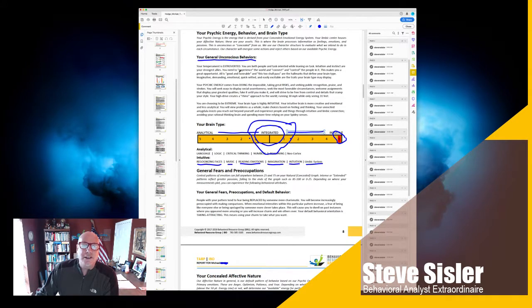You need to experience the world and connect and control the people in it. So he can connect with people and control people. When he goes to work, he's not as much about connection as he's about controlling. Because controlling is an anger emotion and connecting is an optimistic emotion. This makes you a great opportunist. All is good and favorable, and this too shall pass are the hallmarks that define your brain type.